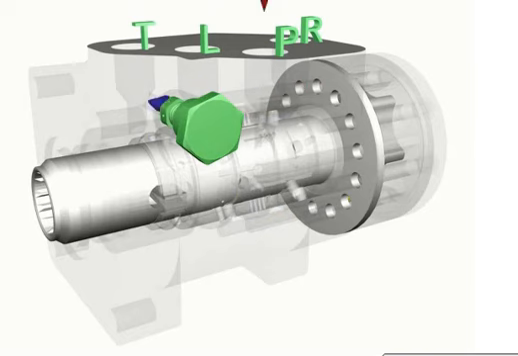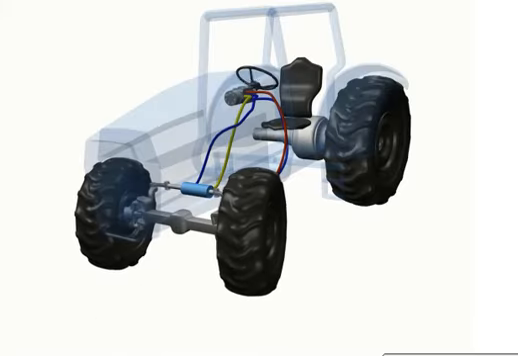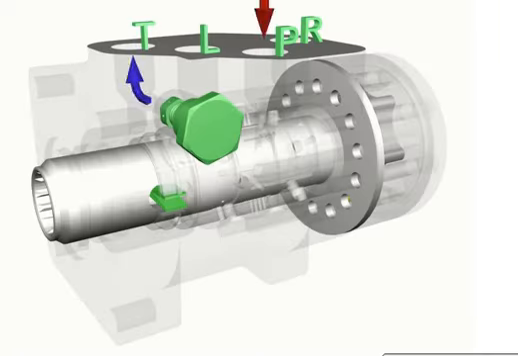The relief valve is passed through the P port to the T port of the unit and flows to the reservoir. Fluid flow is routed to the steering cylinder and turns the wheels to the left.